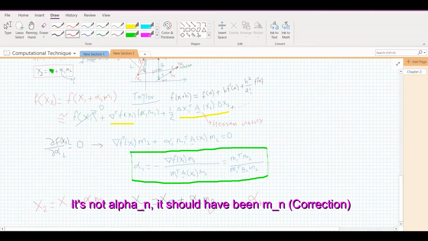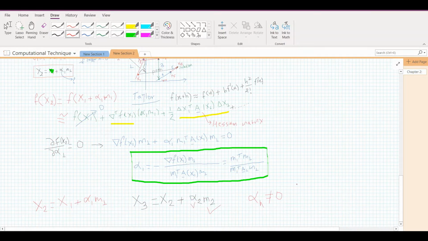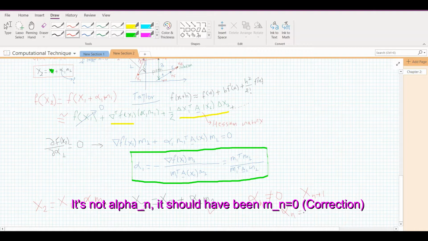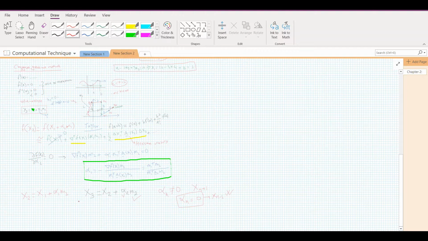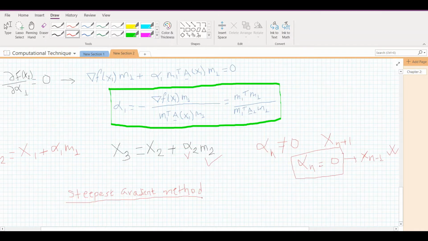If your slope at n is not 0, then you have to move into the next step where you will find x n plus 1. Otherwise, if it equals 0, then you will have your solution as x n minus 1. We'll see this when we do an example. This kind of procedure is known as Steepest Gradient Method.